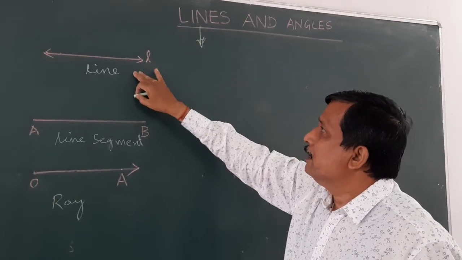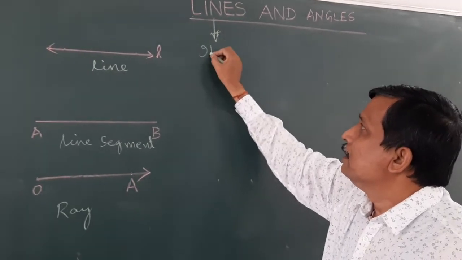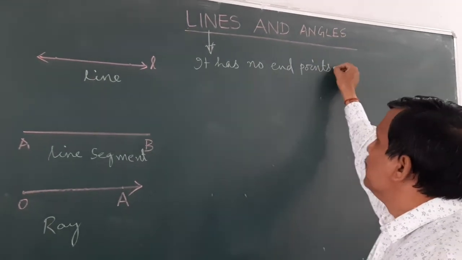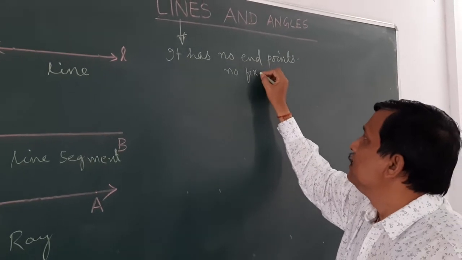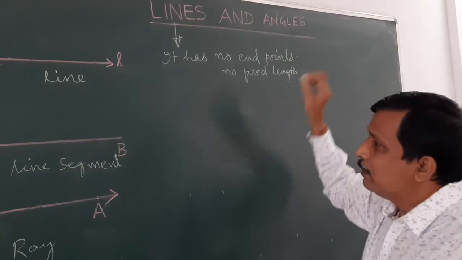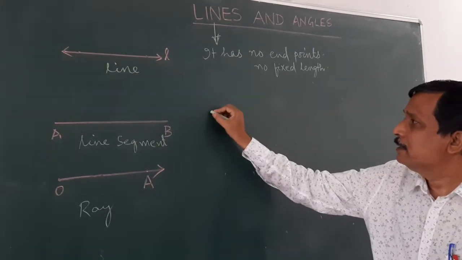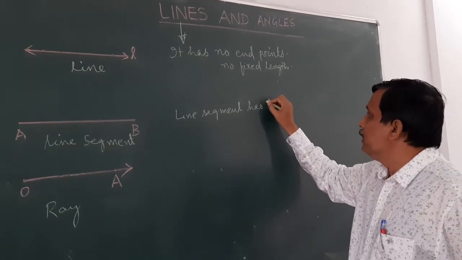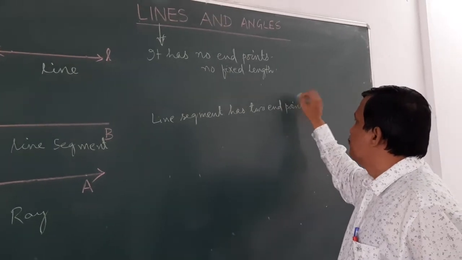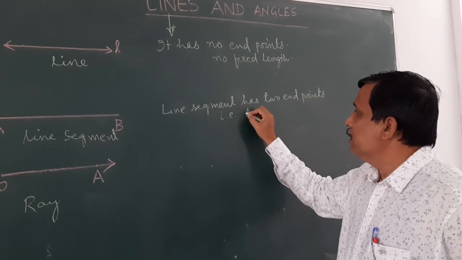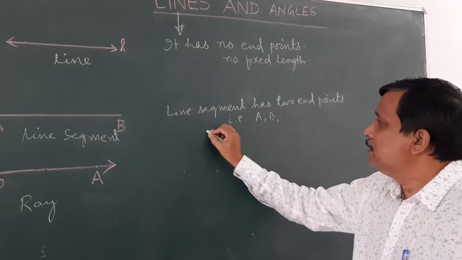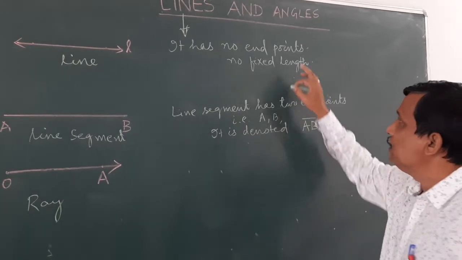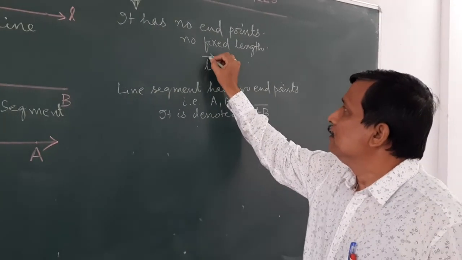So this line is denoted as L. It has no endpoints. It has no fixed length. But you see here, this line segment has two endpoints, that is, here point A and point B, and it is denoted as line segment AB, just like this. But this line is denoted as L, just like this.